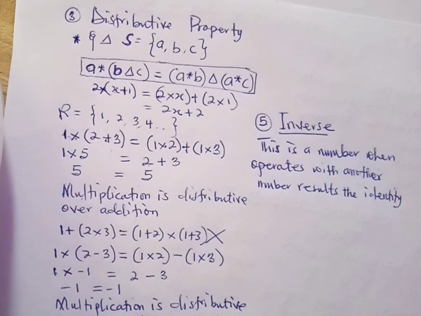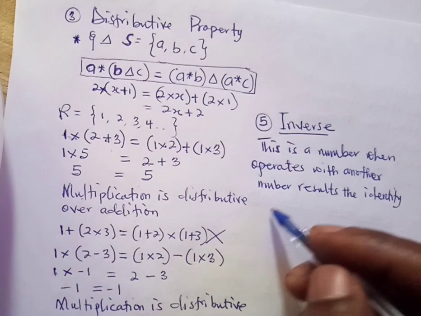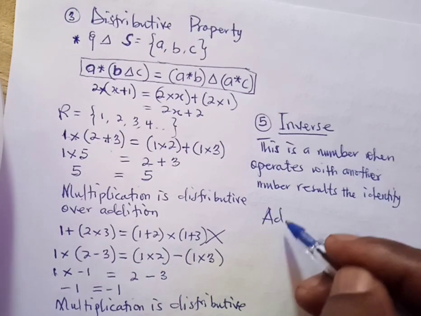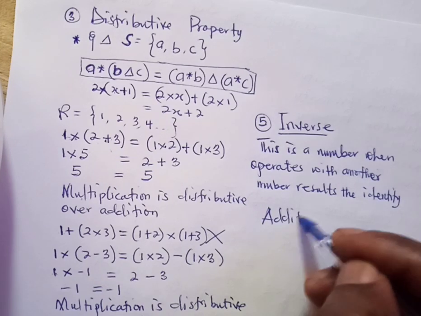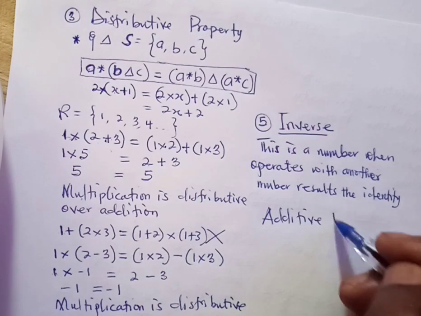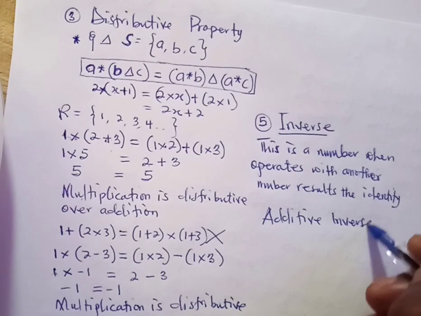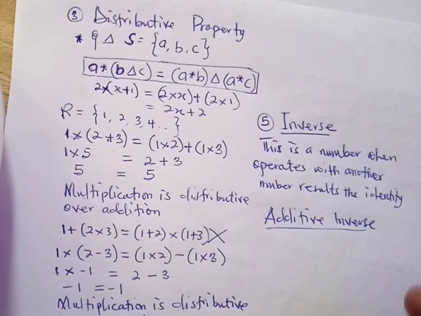So the inverse is also a number. When you operate with another number, the answer you get will be the identity number. That is what we are talking about. For this one too, we have two types of inverse. We have the additive inverse. That is the first one.